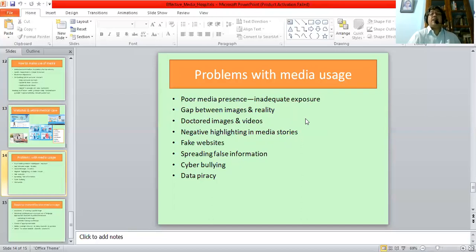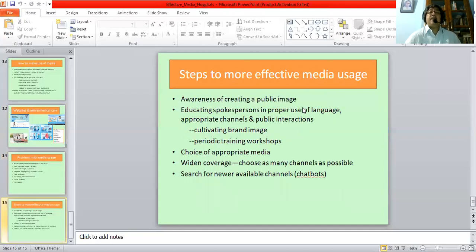There are fake websites, all kinds of false information, cyberbullying, data piracy, all the negative problems which are associated with the internet are there. But you have to take care of these problems. You have to use the media in a positive way to create a public image. All hospital management professionals, as responsible spokespersons, have to be educated in the proper use of language, to use the appropriate channels, and to interact in a proper way. They need to cultivate the brand image of their organization. For this, they can even be given training workshops periodically.